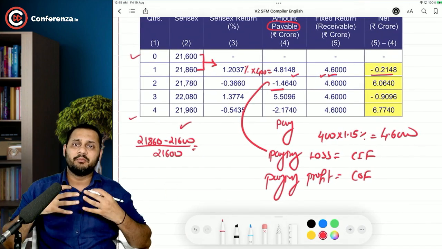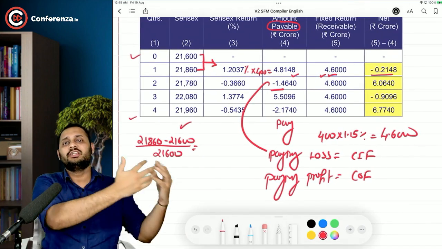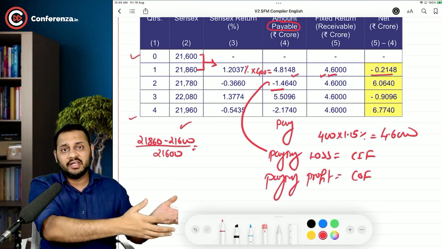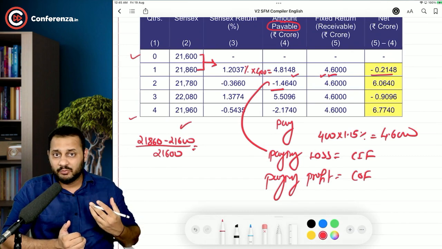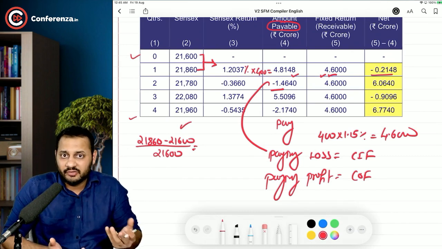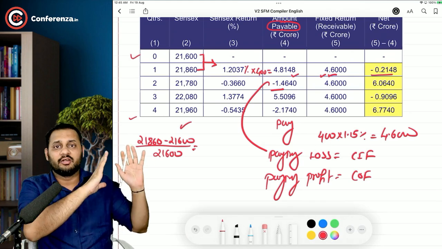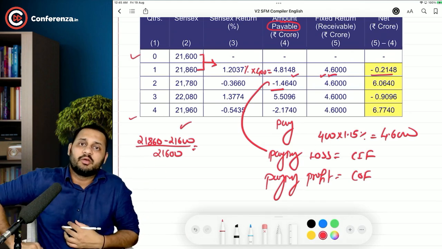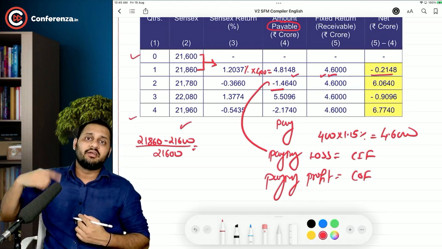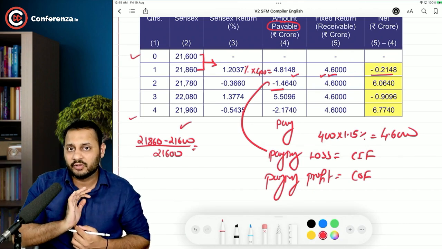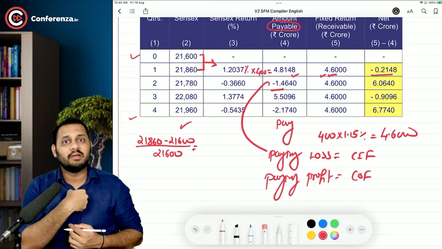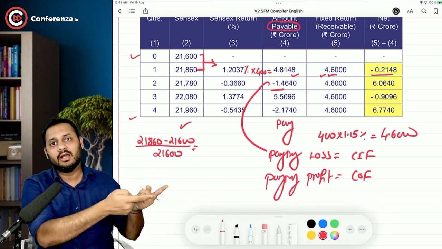I just swapped my return on the portfolio with the other party in exchange of the fixed return. I swapped the variable return because every quarter the return will be different, and I told him, you take the return on my portfolio, you give me 1.15% fixed. That means if the returns are more, it's your benefit because you are going to pay me a fixed amount. But if the returns are less, it's my benefit because you will get lesser return and I will get more.